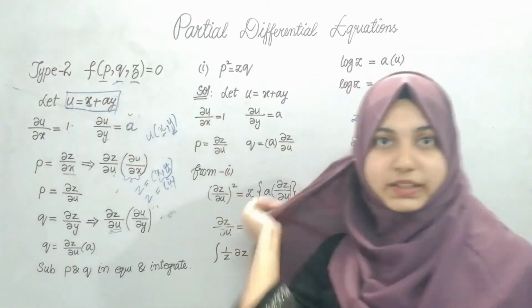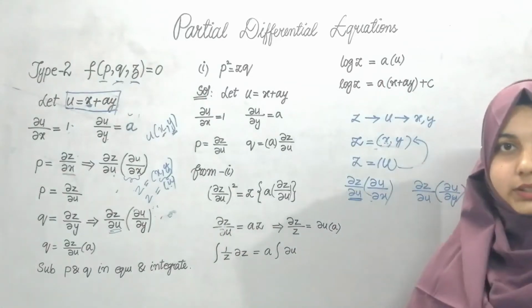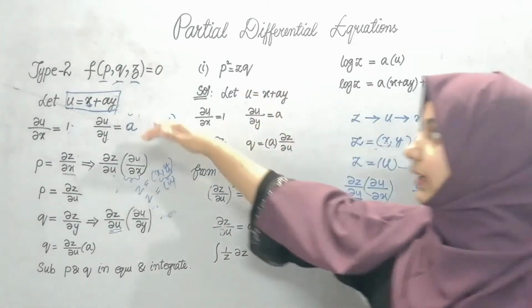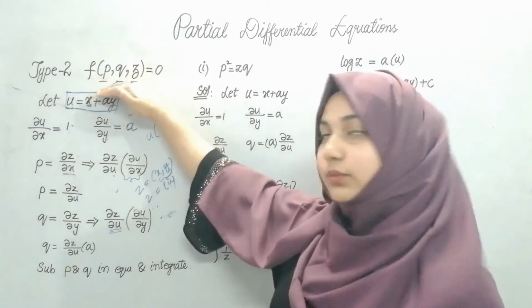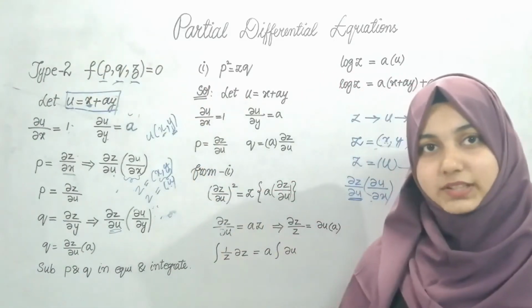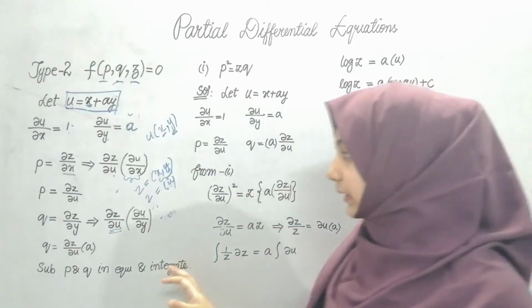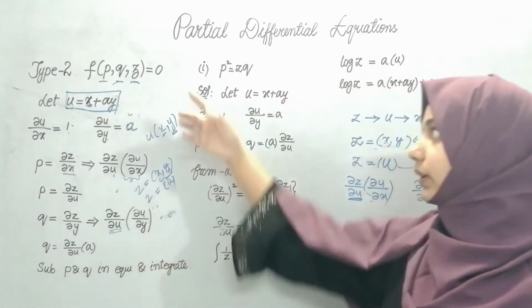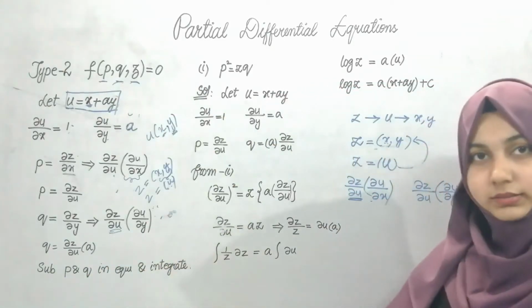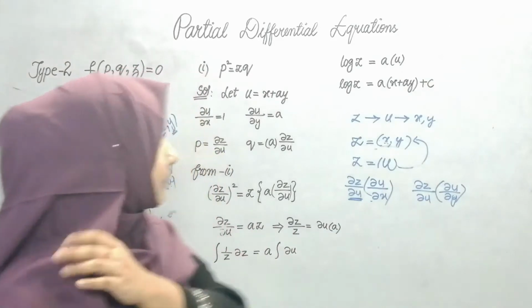Now these two values, what I need to do? I need to substitute in my given equation. Then I need to integrate it, in order to solve it. After substituting, this is the conversion done. Now we need to solve it. How am I solving it? By integrating. ठीक है? So substituting p and q in the given equation, and integrate. ठीक है? We'll see one example on this.